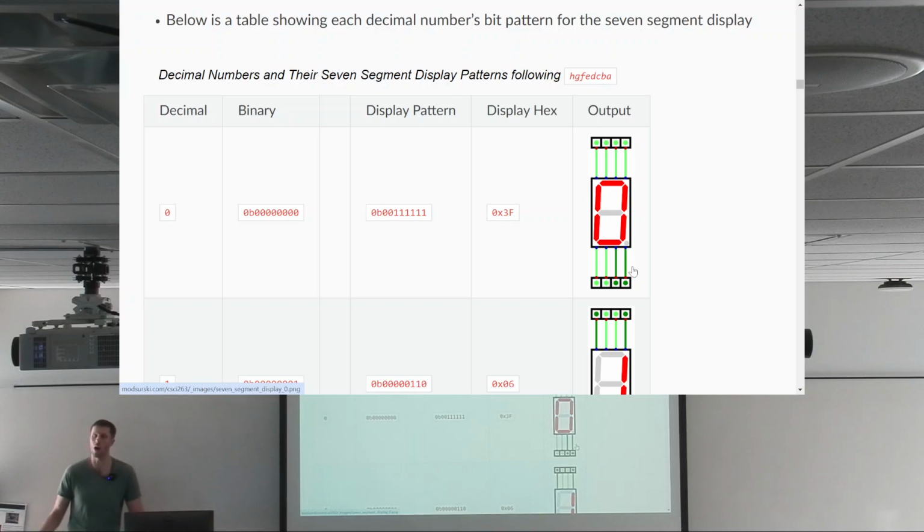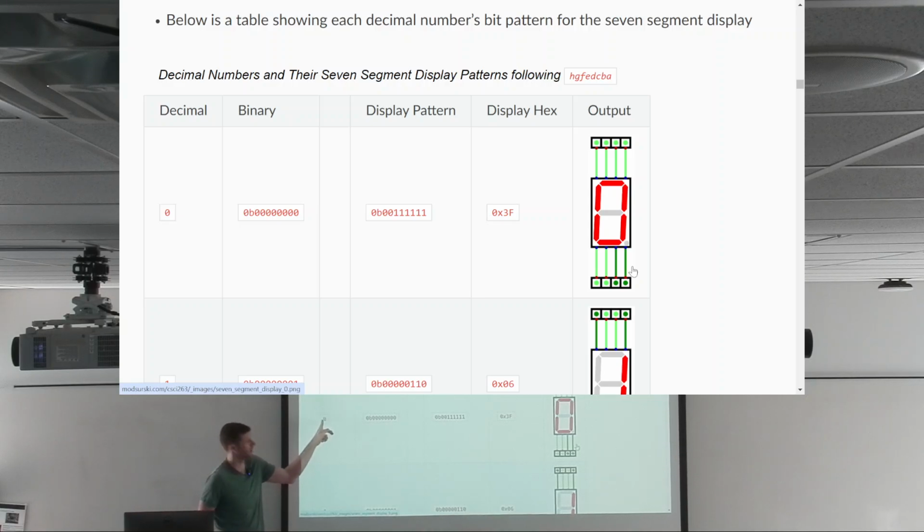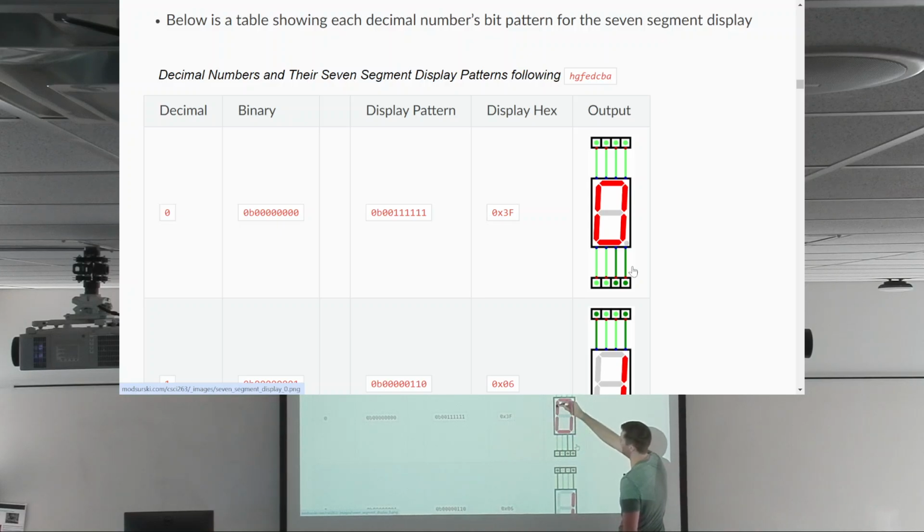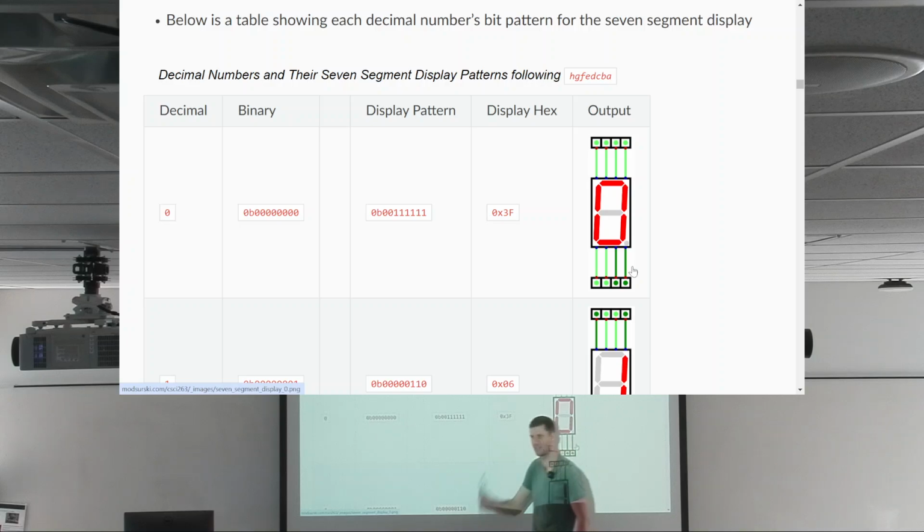So if I wanted the number 0, what's the binary pattern for 0? It's that. What's the display pattern? Well, A, B, C, D, E, F need to be on. G is not, and H is not. I mean, H could be on, but we're not going to. So there we go. And what is that in hex? Because it's a little nicer to look at, it is 3F. So 3F, of course, is 0.